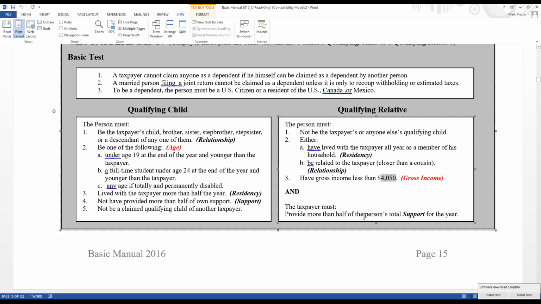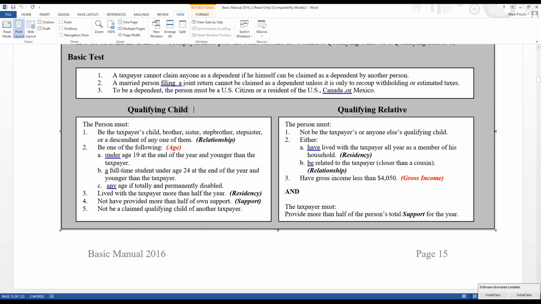On this side, on qualifying relative, it's saying that the taxpayer and spouse are actually paying more than half of their support. So it's a little different. Typically, qualifying relative is usually going to be the boyfriend-girlfriend scenario, where there's no relationship, however, they're still living with them, and they're not working, and that's usually where they'll file as a dependent. They get a personal exemption, but they're not entitled to certain credits.